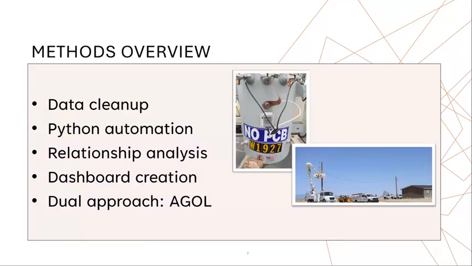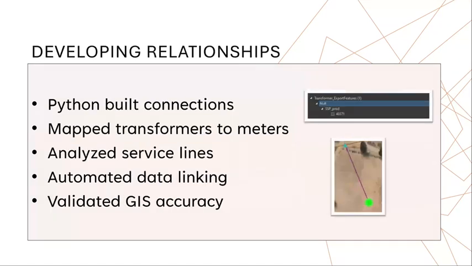So there's a couple different methods that we did. We did a lot of Python automation to create the relationships between the transformer and meters, a lot of data cleanup to make sure that the transformers were correct. We created a dashboard, and then we worked on approaching the remoteness of our territory. How do we do on-prem and off-prem synchronization?